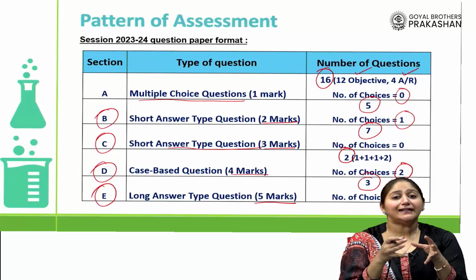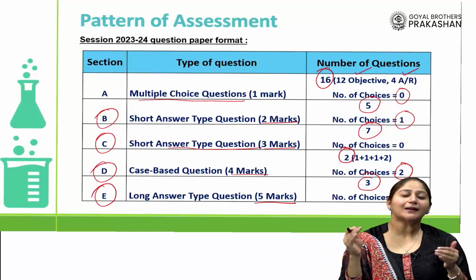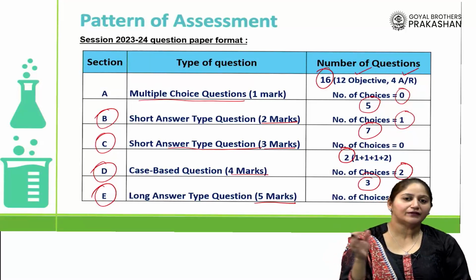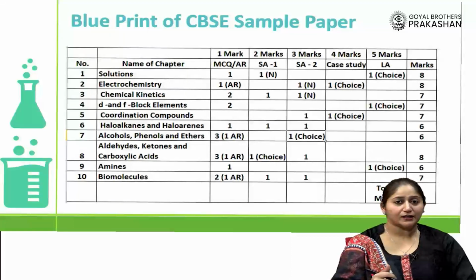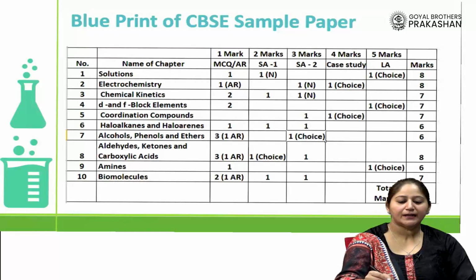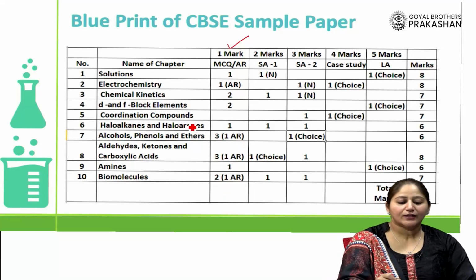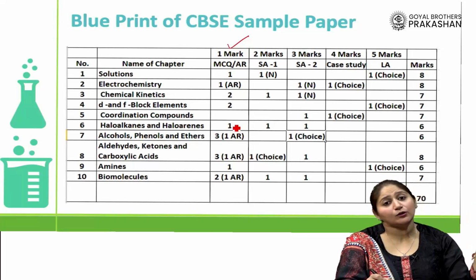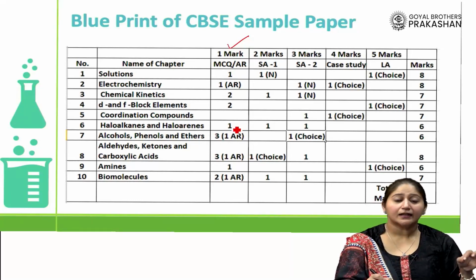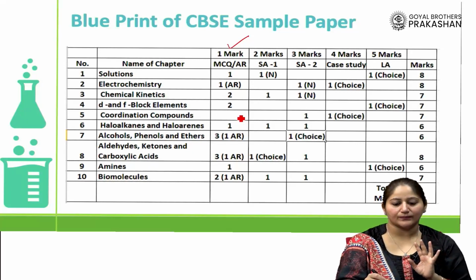So we will do a detailed discussion of chapter wise important topics, as well as we will discuss the type of questions given in the sample paper for every chapter. Now this is the blueprint of the CBSE sample paper that I have made. As you can see here, a multiple choice question or 1 marker question is given from every chapter. As you can see, in coordination compounds, there is no MCQ given. It doesn't mean that in the board examination there will be no MCQ from coordination. That's not right. It could be possible that you will find an MCQ or assertion reason from coordination as well. So make sure to prepare for that also, right?